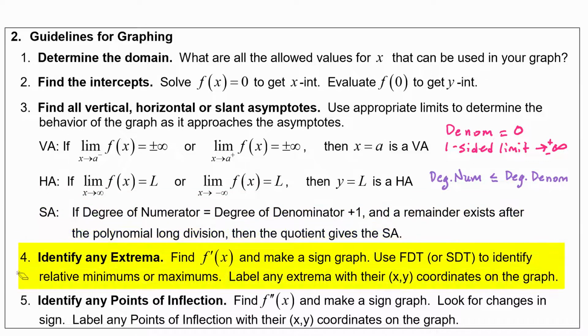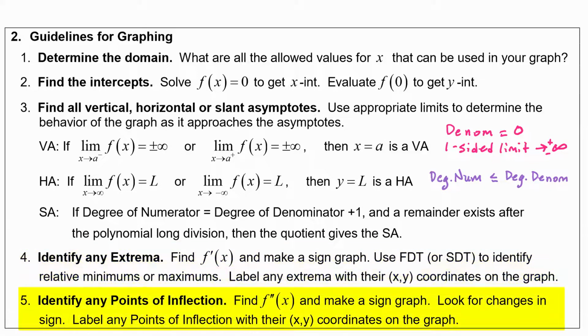Step 4 is to identify any extrema. You find f prime of x and make a sign graph. Use the first derivative test, or you could also use the second derivative test, to identify relative minimums and maximums. And of course you need to label any extrema with their xy coordinates on the graph.